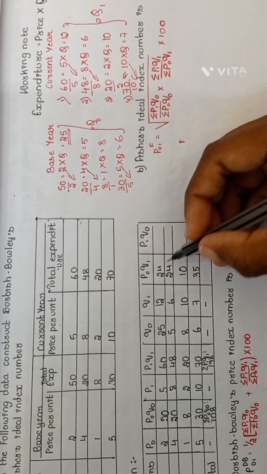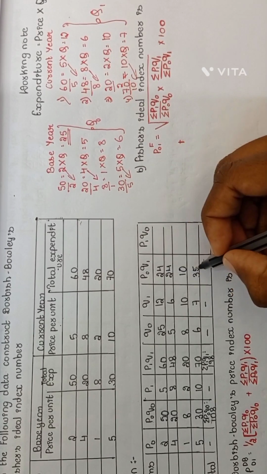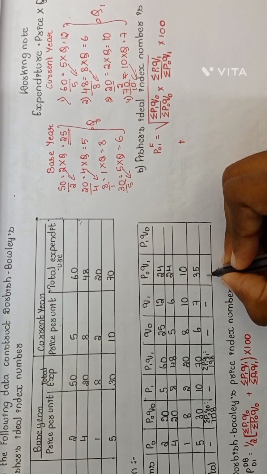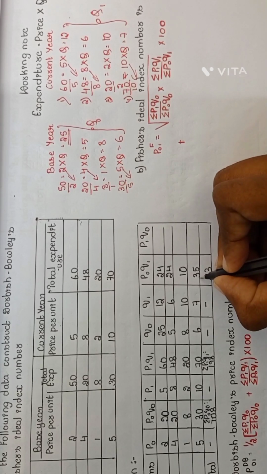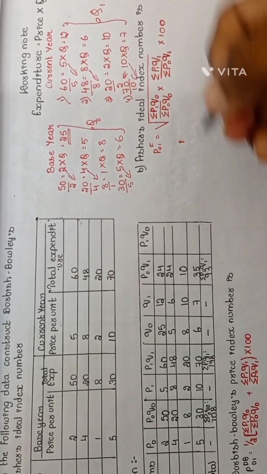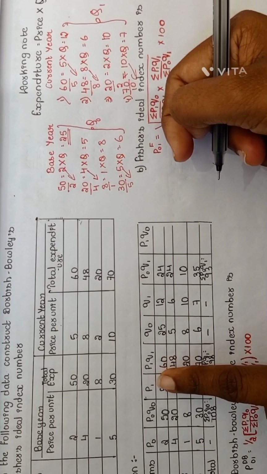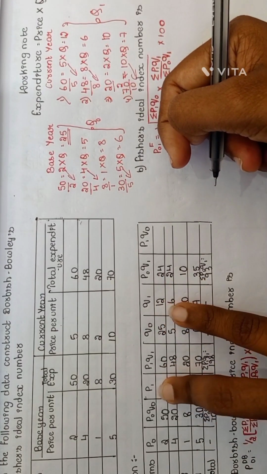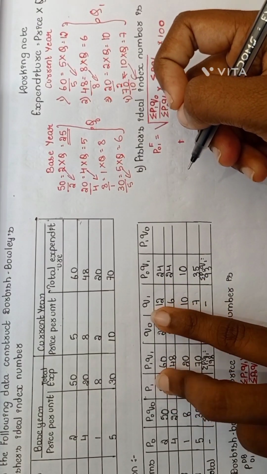We require the total of this because we have to compute it here, right? So the total of 24, 24, 10 and 35 is 93, and this will be considered as summation P0 Q1. Okay, so the next thing which we require is P1 and Q0. So we have to multiply this P1 and Q0.